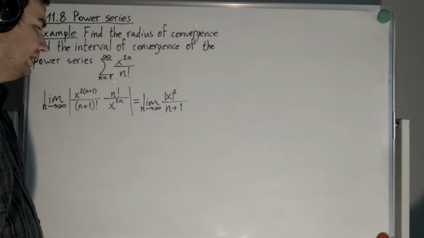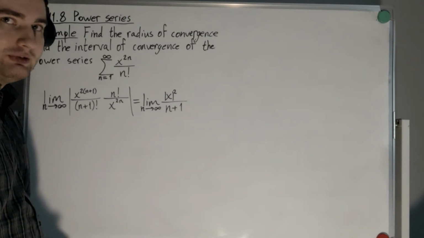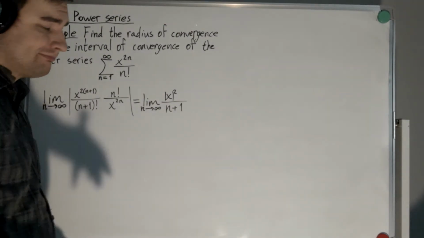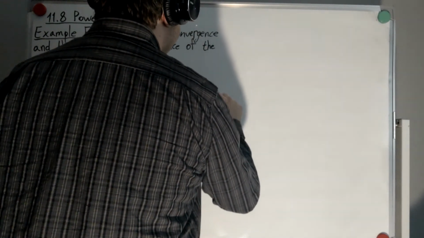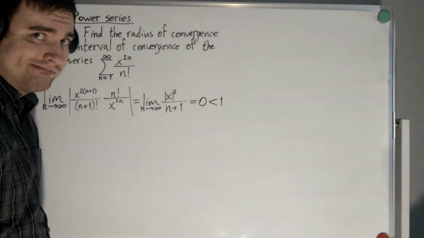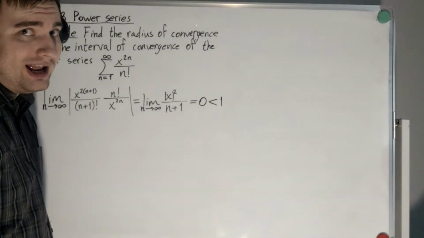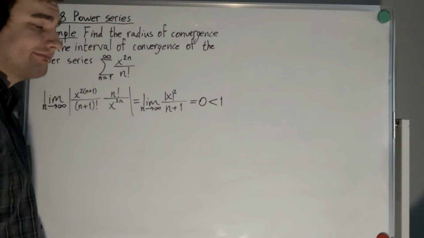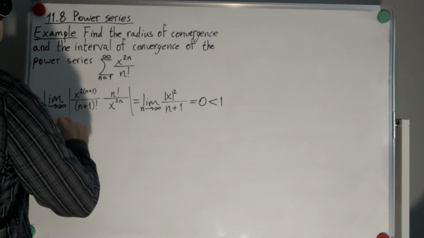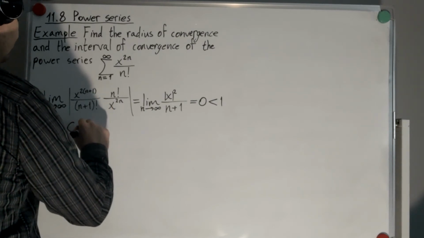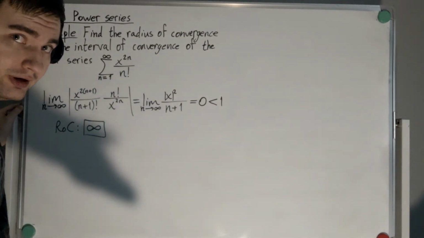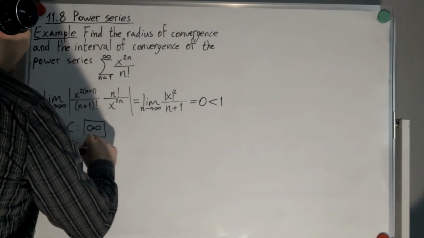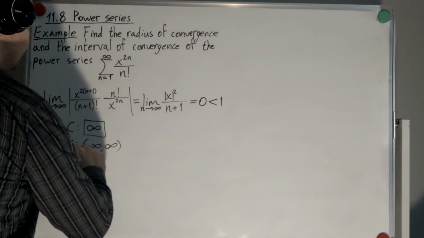Well, as n approaches infinity, it doesn't even matter what x is. This is always going to be 0, right? And of course, that's always less than 1. So what we see here is that no matter what x is, we are guaranteed absolute convergence by the ratio test. So the radius of convergence is infinity, because it converges on all the real numbers. And the interval of convergence is, well, all the real numbers, which is just the open interval from negative infinity to positive infinity.